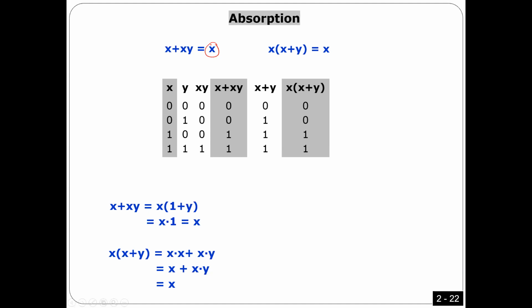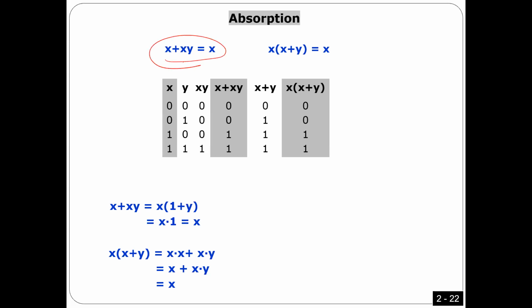What is y? Where is y? Y has no impact on the result of the function. I can remove it. It has no impact. You got what I'm saying? Because the result always is going to be x. How can I prove this is correct?